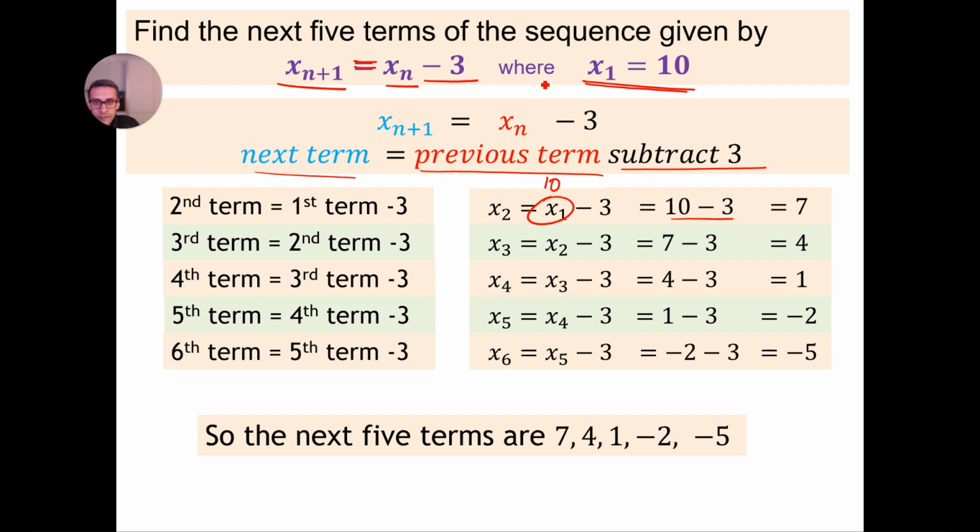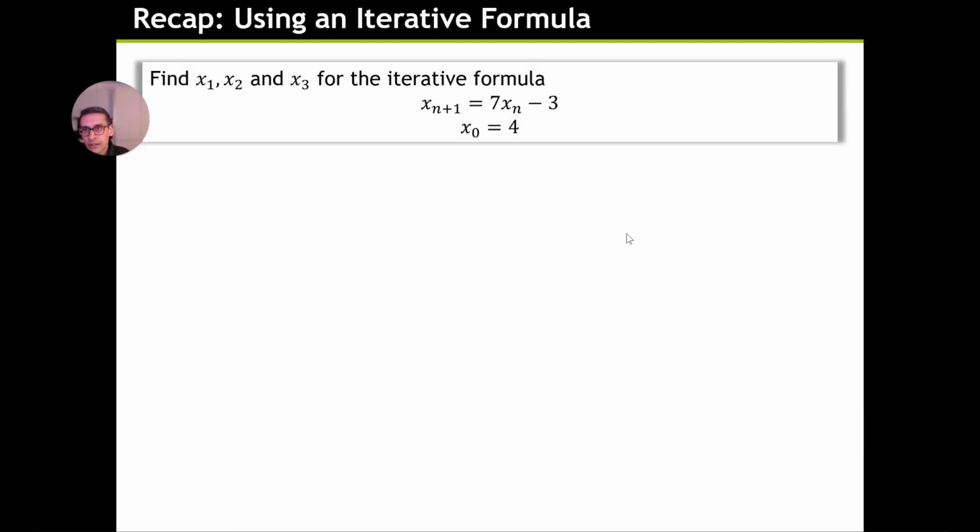So this idea of using this notation, where you've got the next term and the previous term, is going to be important for part C of iteration questions. So we're going to look at an example here. So again, still keeping it relatively simple. Have a go at working out the first 3 terms here. Remember that your starting term is x naught equals 4. And then you're going to put that into here. So find the next term is going to be 7 times the previous term, take away 3.